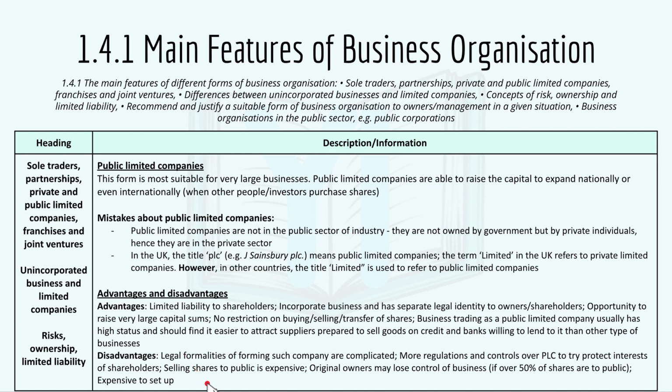But disadvantages include the legal formalities of forming such companies are very complicated, and there are more regulations and controls over a PLC to try to protect the interests of shareholders. And selling shares to the public is expensive, and original owners may lose control of the business if over 50% of the shares are sold to the public. So that's why some businesses have 49% of the shares sold to the public, and the owners keep 51% of the shares, so that they have a majority of the shares to themselves. And lastly, it's expensive to set up public limited companies.